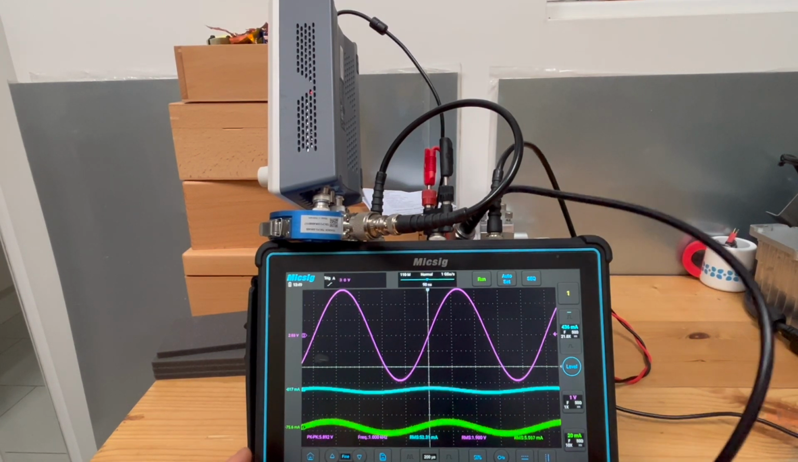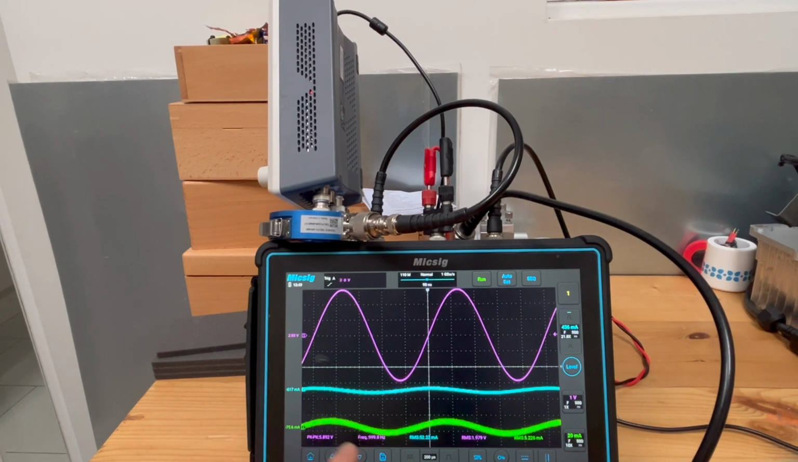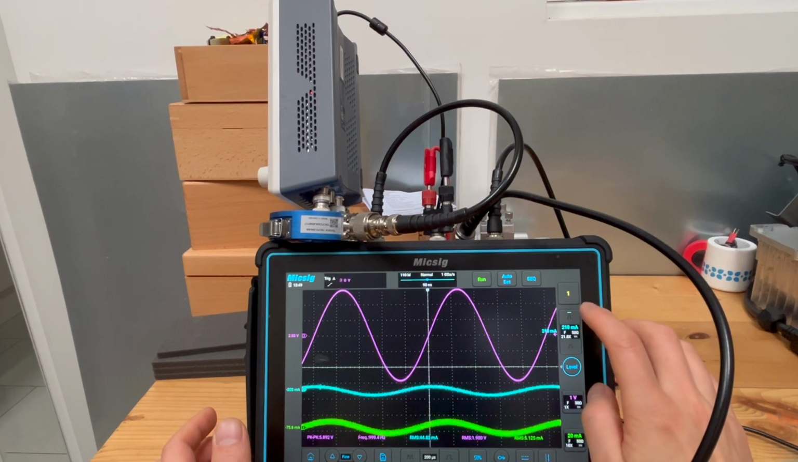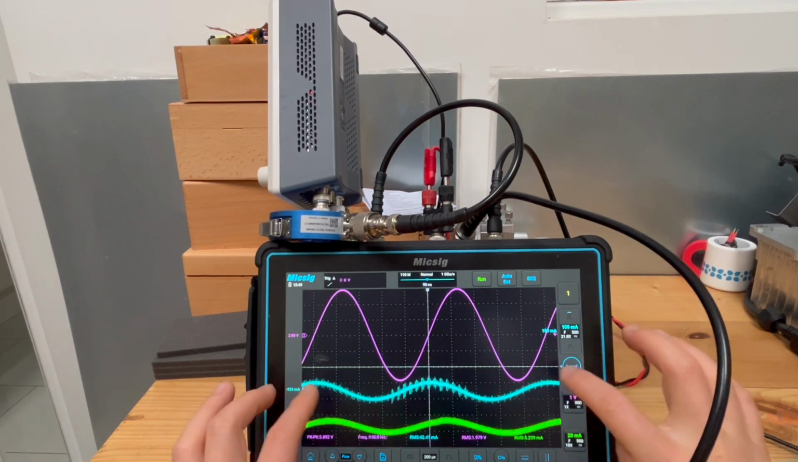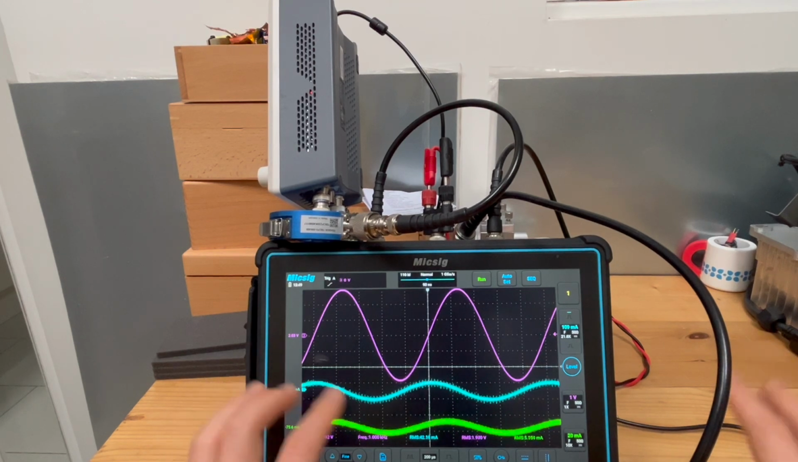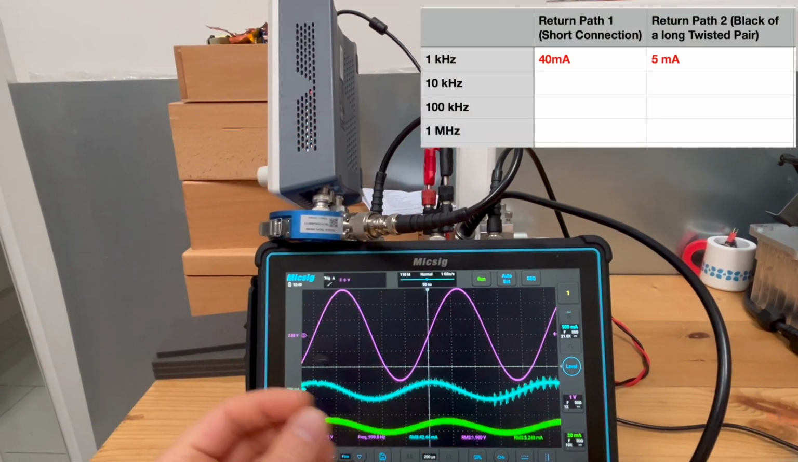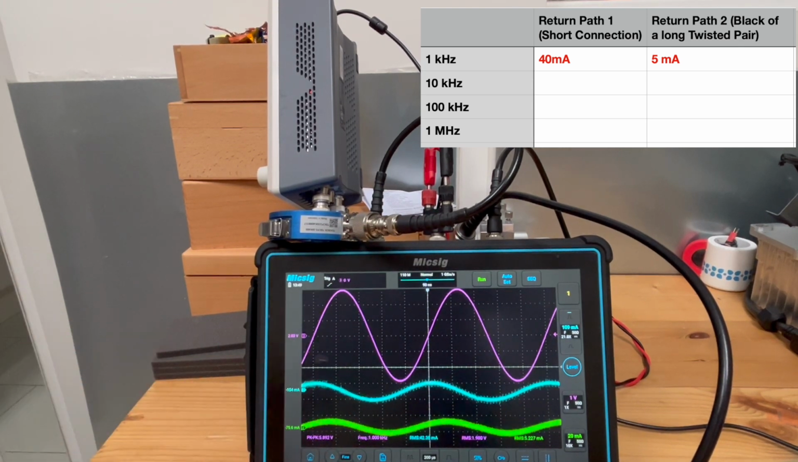So as you can see, right now we are at 1 kilohertz, and the RMS of the voltage is about 2 volts. We have some measurement error, perhaps due to all this noise. But roughly speaking, let's just record this number here, which is 40 milliamps going through this shorter return path, and about 4 or 5 milliamps going through the long wire, which is the twisted pair wire. Okay, 40 against 5 at this frequency.